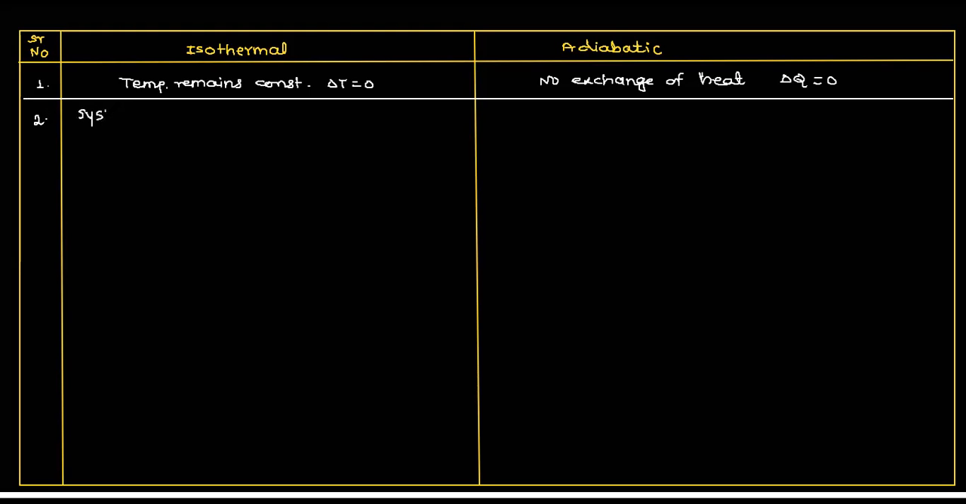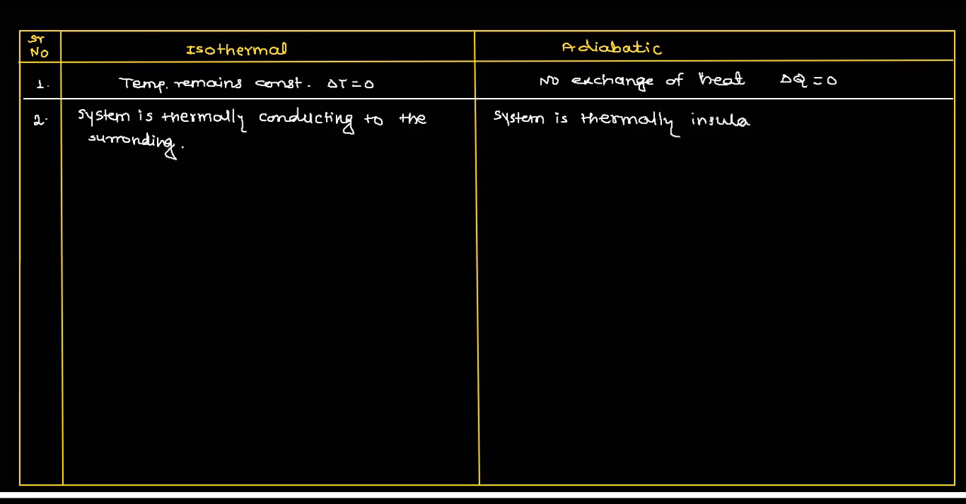System is thermally conducting to the surroundings. Means what? The system and surrounding, there is a heat exchange, yes or not? Means conduction, there is a conduction. In this case, you see, system is thermally insulated from the surroundings. Right?